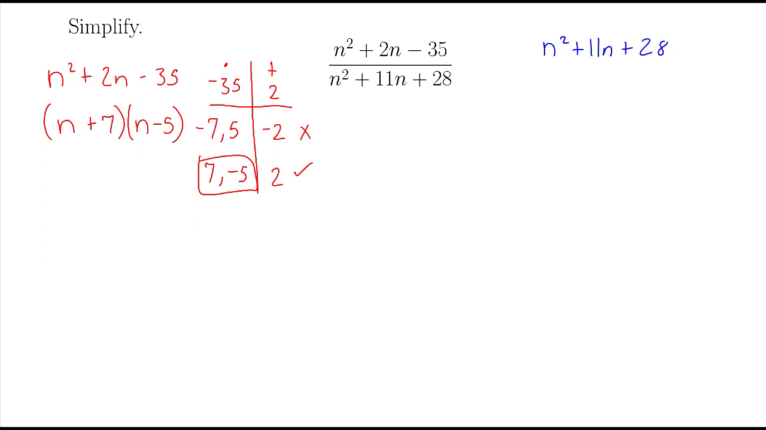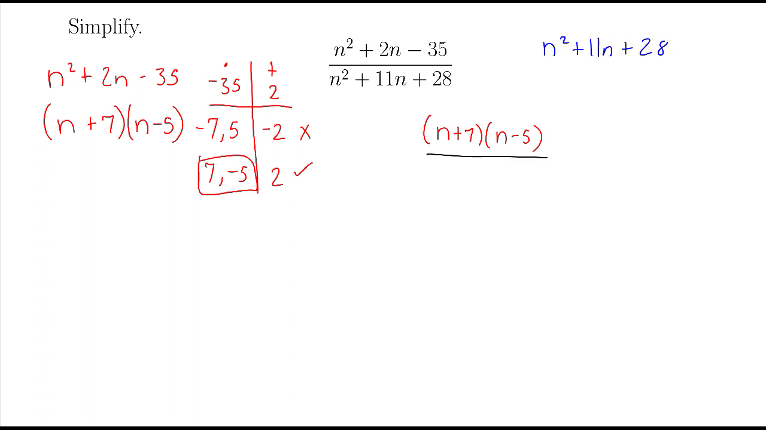Okay? Remember, if there's no number besides 1 in front of n squared here, you can skip most of the steps of the AC method and get right to the final form. N plus 7 times n minus 5. Okay, that'll be on the numerator.